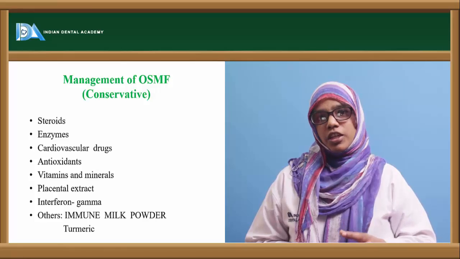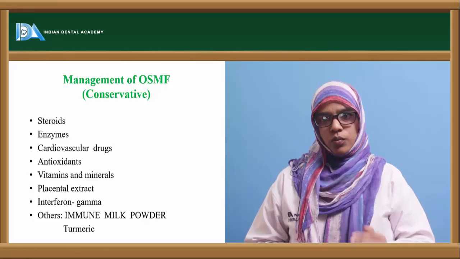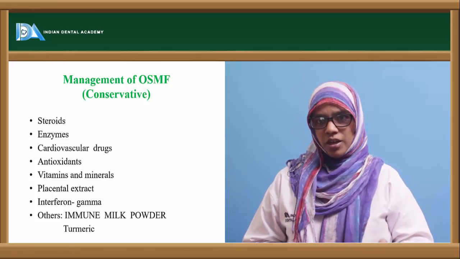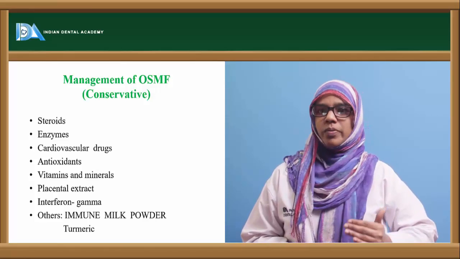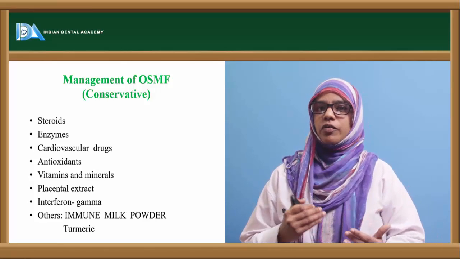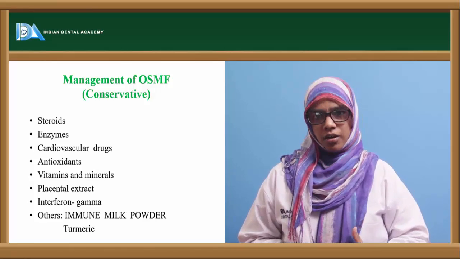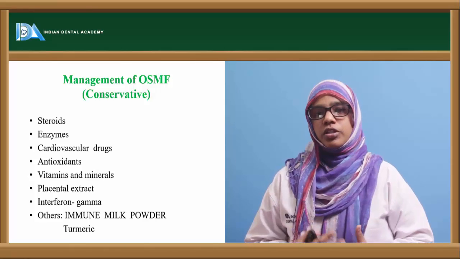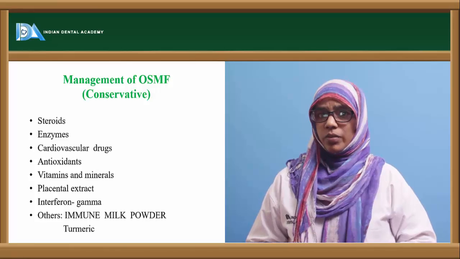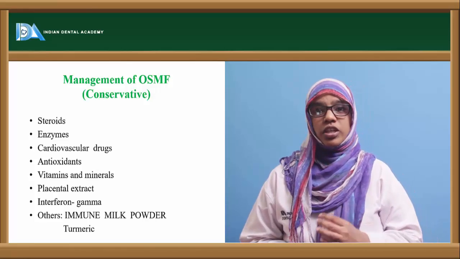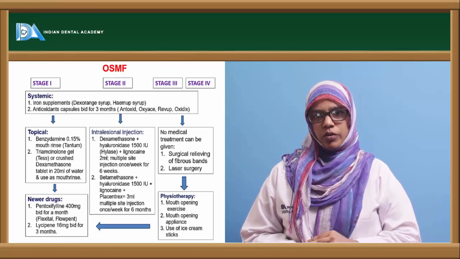So when you're giving an injection, basically you call the patient twice a week. One time you could use hyaluronidase along with hydrocortisone with LA, and the second time you could use placental extract to have a synergistic effect of both the injection modalities. Last but not the least, studies are being carried out for the use of interferon gamma in the treatment of oral submucous fibrosis, and immunized milk powder and turmeric, a natural substitute which can be used to decrease the fibrosis.